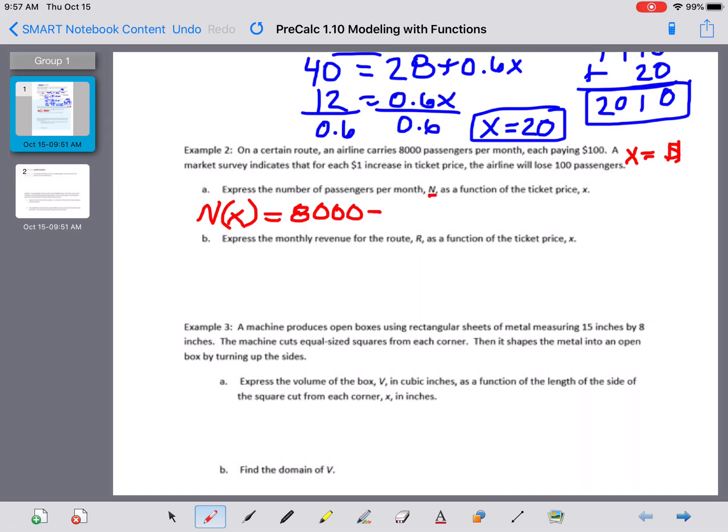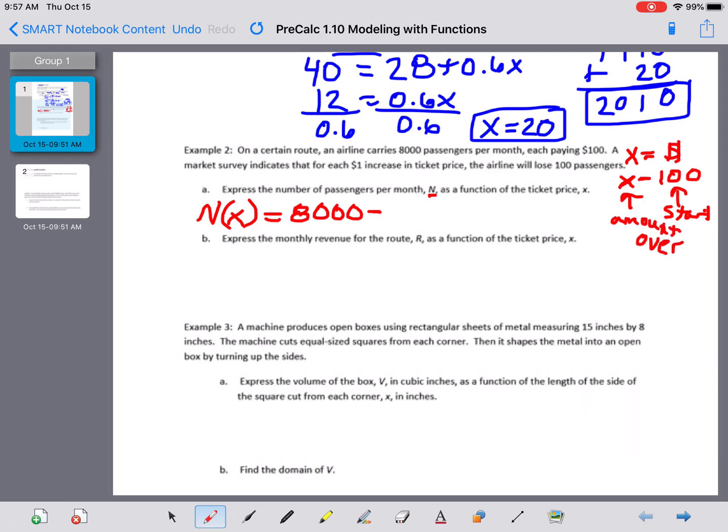Now, it says that for every $1 increase in ticket price, okay? So if we have a set number, like we say the ticket now costs $110, we know that's $10 over. The best way to know how much over the $100 is to represent it by x minus 100, because the 100 is a set price. That will give us the amount over 100. So this is the starting, and this is the amount over, okay?